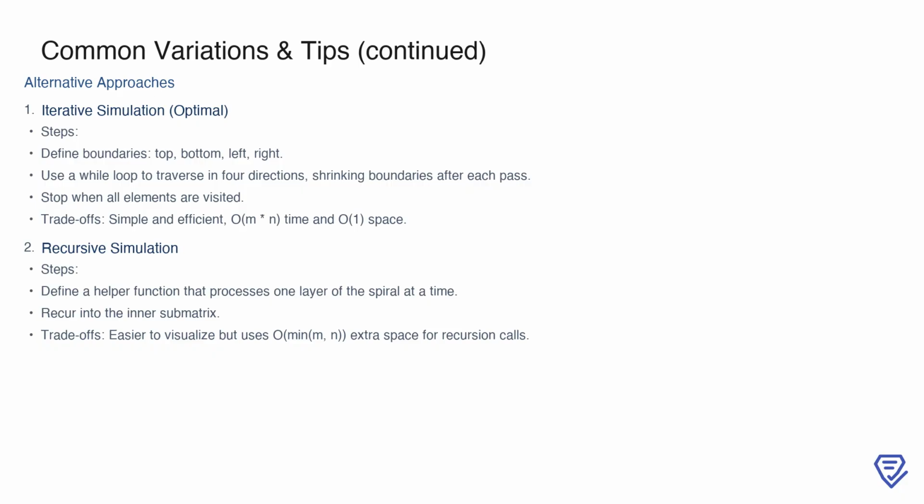Alternatively, recursive simulation processes one layer of the spiral at a time. A helper function handles the current layer, and the recursion continues into the smaller, inner submatrix. While this method is easier to visualize, it requires additional space proportional to the depth of recursion, which is O(m*n).